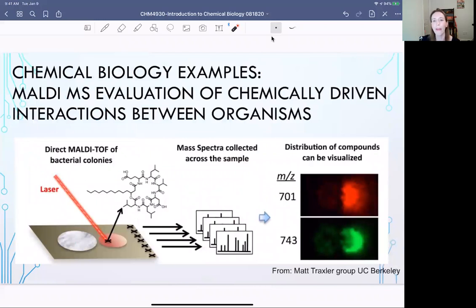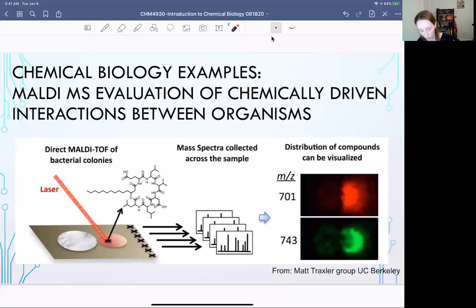Another example of the field of chemical biology is applications of mass spectrometry. We'll get into this in more detail later in the semester because mass spectrometry has been an incredibly useful tool in the study of biology. But for now, as an appetizer or teaser toward this, we'll look for a moment at MALDI mass spectrometry as a way of evaluating how bacteria interact with one another.